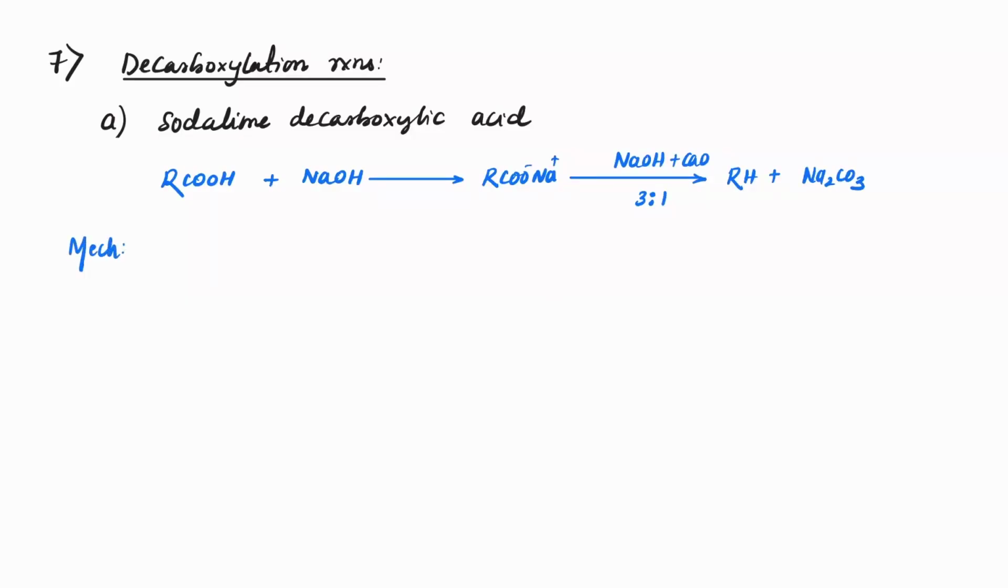If you recall the mechanism, the first step is about RC double bond O minus, which on strong heating will give you a carbanion. So strong heating will give you R minus and CO2. So formation of this itself is a challenging part. Therefore, this is the rate determining step.